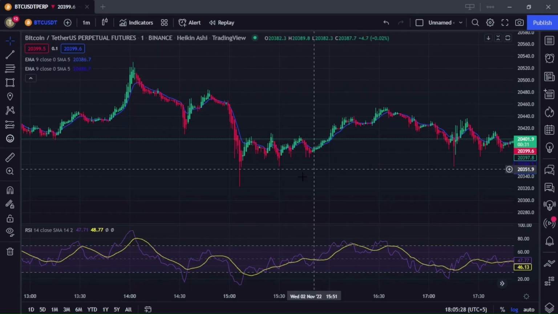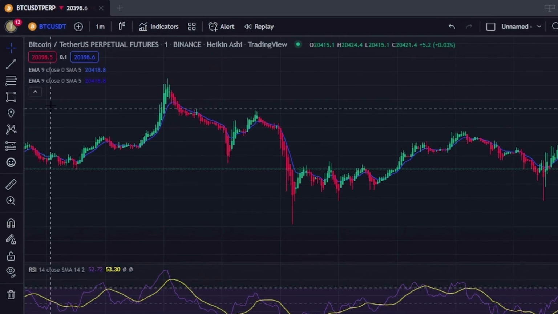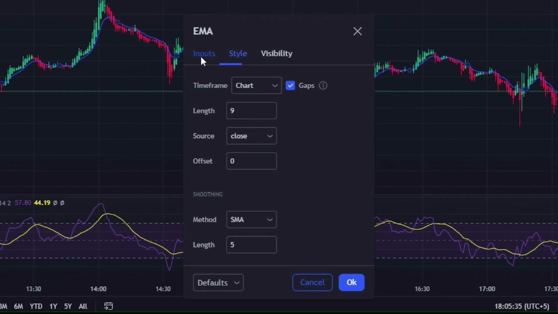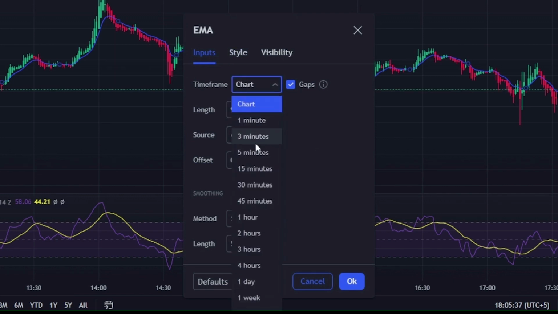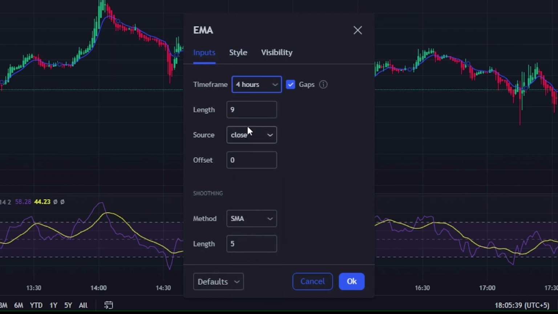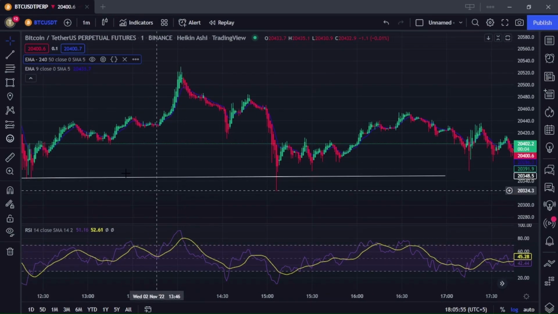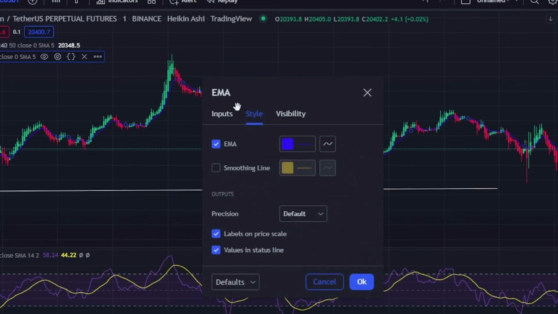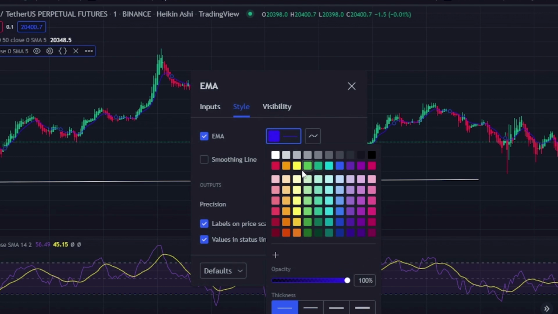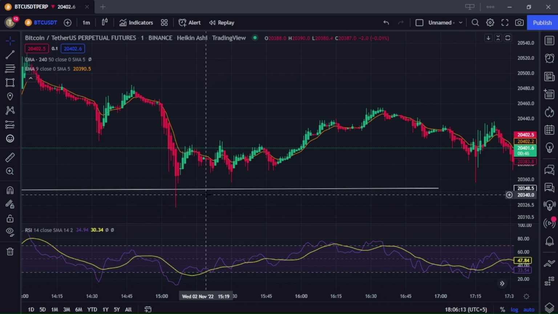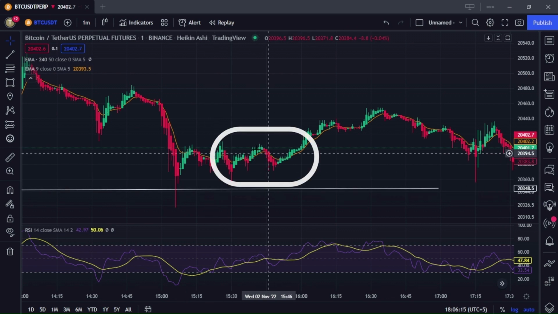After adding the indicators, now we will change settings of our indicators. Click Settings of EMA and then click Inputs, change the time frame to 4 hours, and then change the length of EMA 9 to 50. Now click on Style and change its color to white to make it more visible. Now we will change settings of the second EMA, click on Settings and change its color so we can see it clearly. You now see that one EMA indicator moves a bit further from the price, and that one EMA indicator moves close to the price.